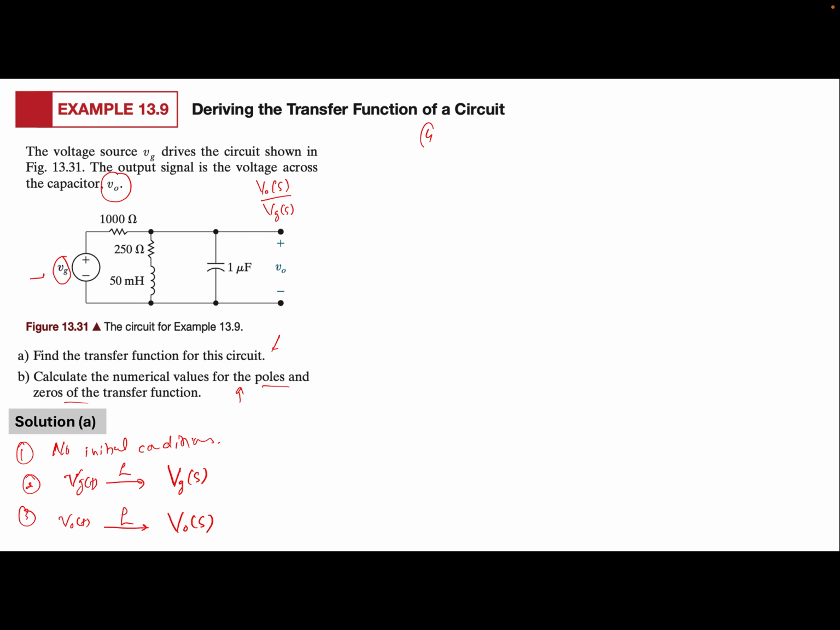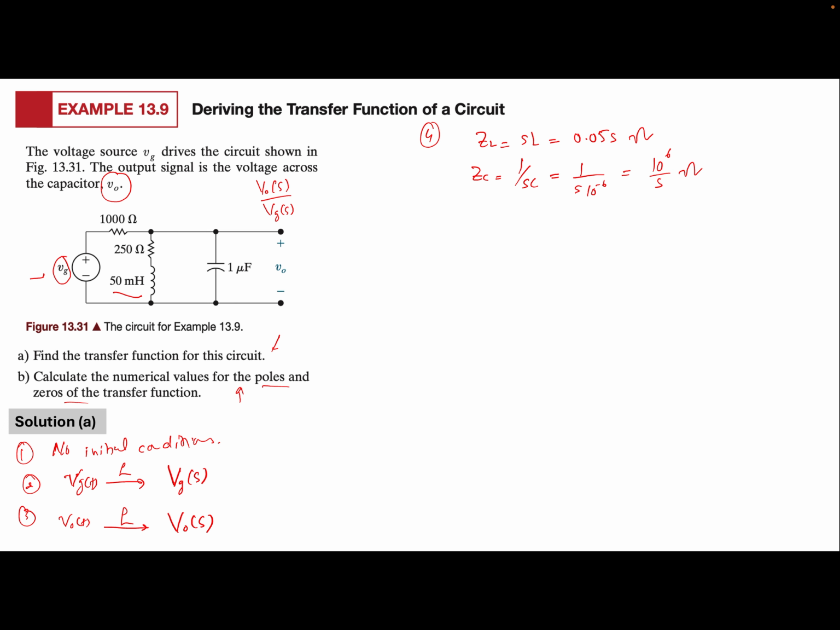Right, in step number 4, since there are no initial conditions, my capacitor and inductor transform into the S domain by just very simple impedances, right? So before I make a circuit, let me find ZL, which is S times L, and L is 50 millihenries, so 0.05 S ohms. And ZC comes out to be 1 over SC. Capacitance is 1 microfarad, right? So 10 to the minus 6, which gives 10 to the 6 over S ohms.